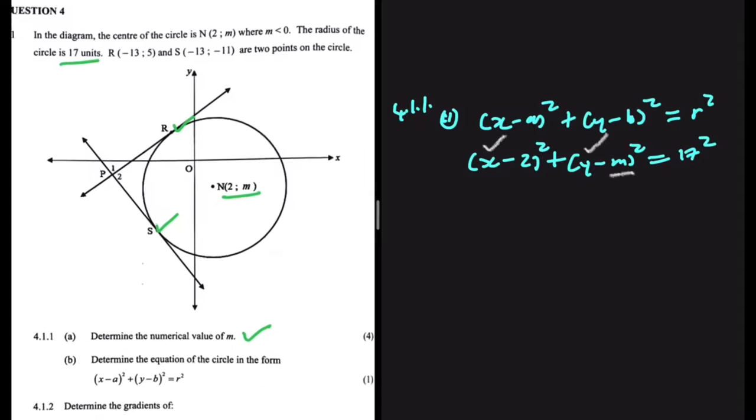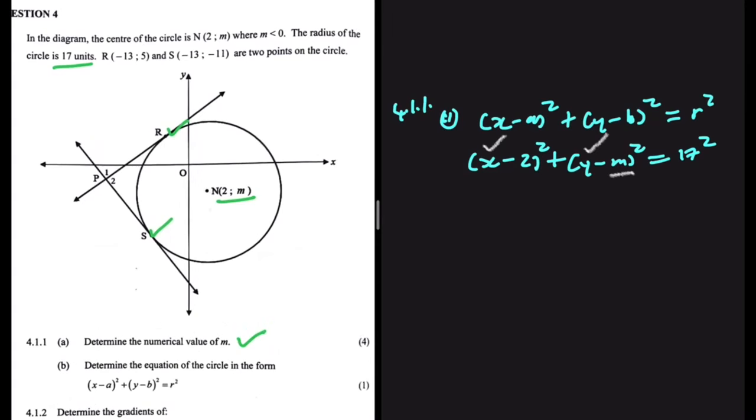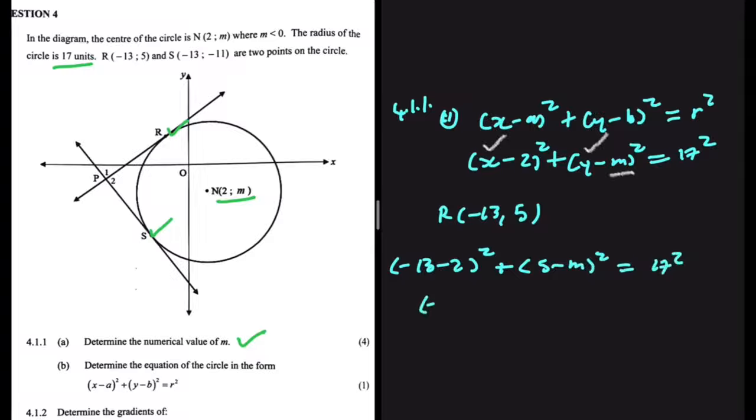So we can either substitute the coordinates of R or the coordinates of S and get the value of m. The coordinates of R are minus 13 and 5. If we substitute that, we're going to have (minus 13 minus 2) squared plus (5 minus m) squared being equal to 17 squared. Minus 13 minus 2 is minus 15, squared, plus (5 minus m) squared.